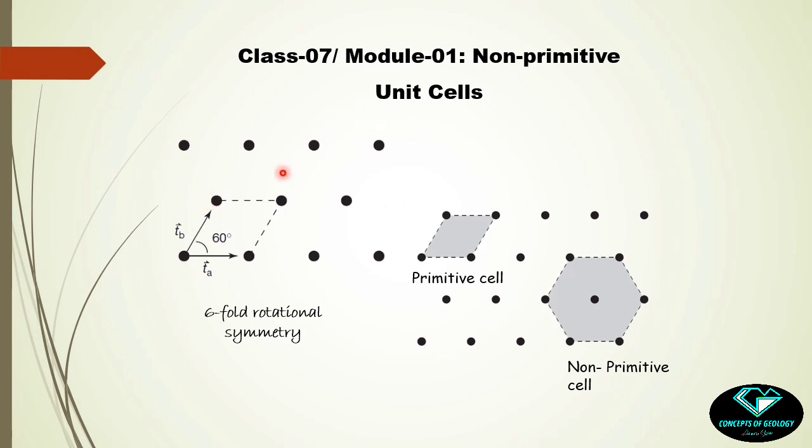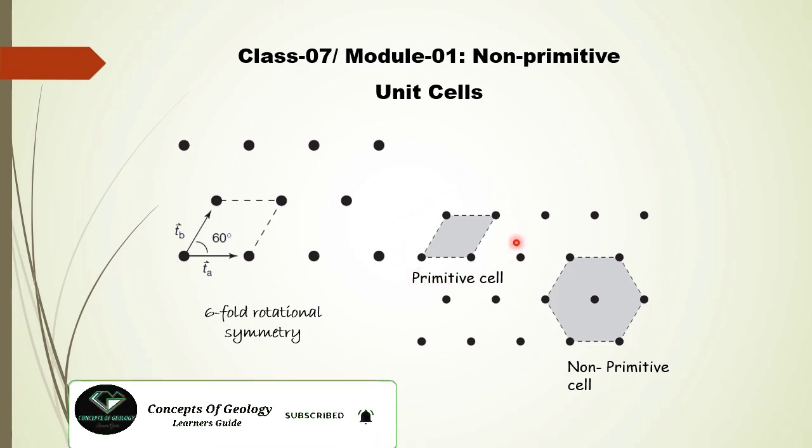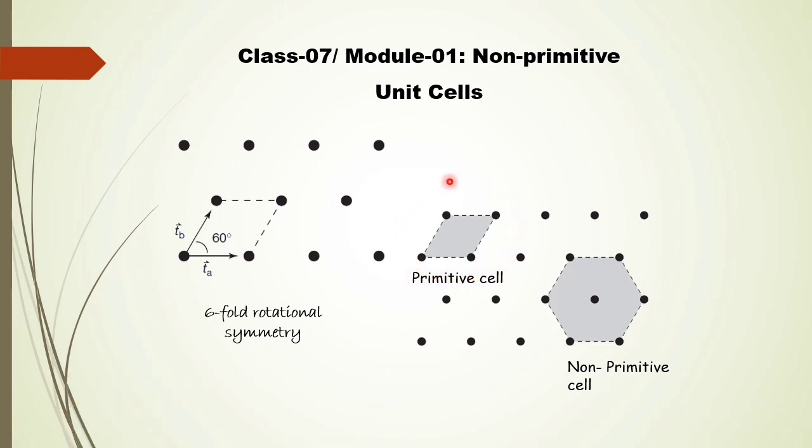Similarly, let's take one more example. Observe this lattice. Here each lattice point has a 60-degree offset from its neighbor. So the symmetry here is a hexagonal rotational symmetry. Again here we may have 2 types of choices. This is the primitive unit cell and this is the non-primitive unit cell. Very clearly this primitive cell, which is a rhombohedron, does not convey the symmetry of the total lattice prominently.